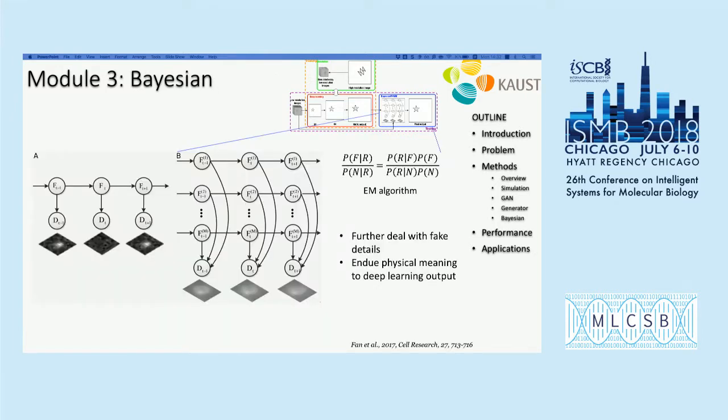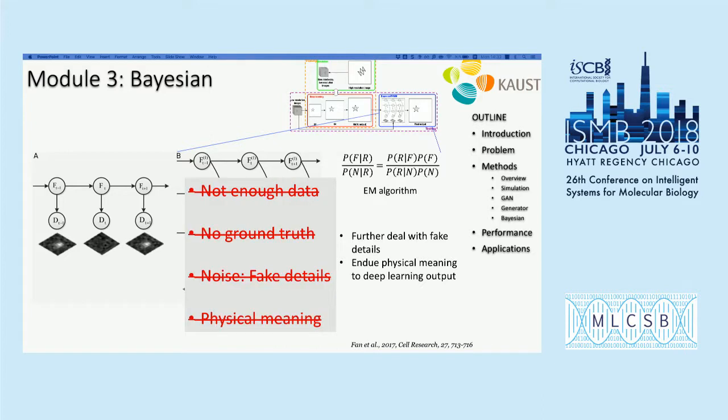So the last module is the Bayesian inference module. In principle, this module will take the output of the deep learning model and get the final refined output. It will also further deal with the fake details problem, but more importantly, it endows physical meaning to the deep learning output. That is, it serves as the prior in the Bayesian inference module. So this Bayesian inference module makes the usage of deep learning in this problem more reasonable.